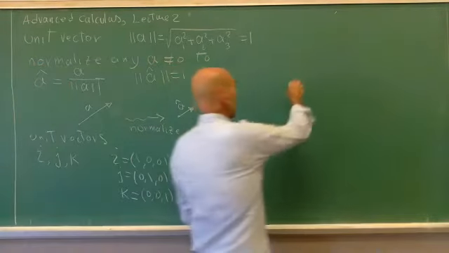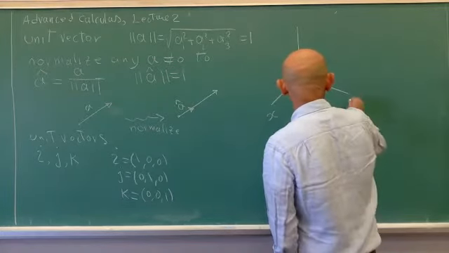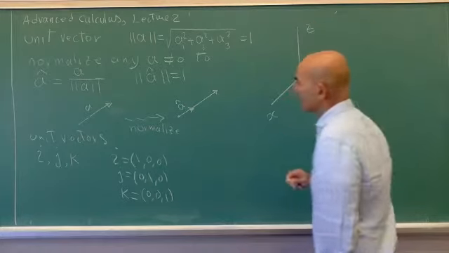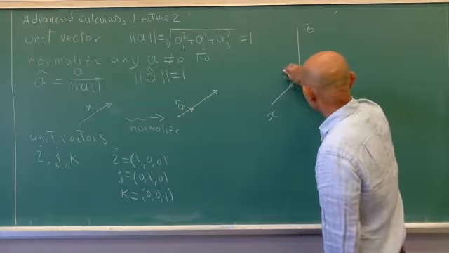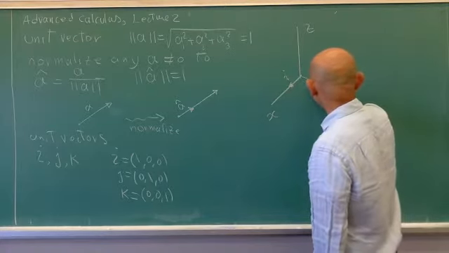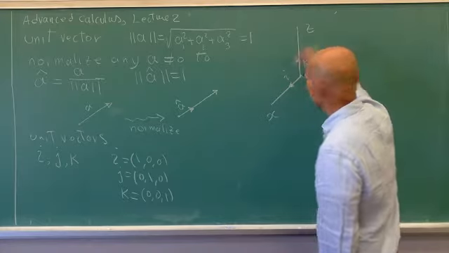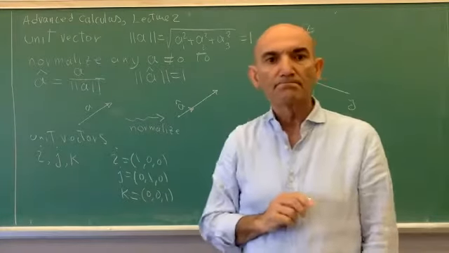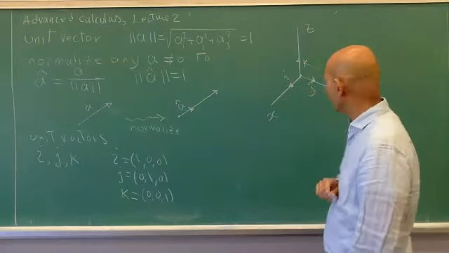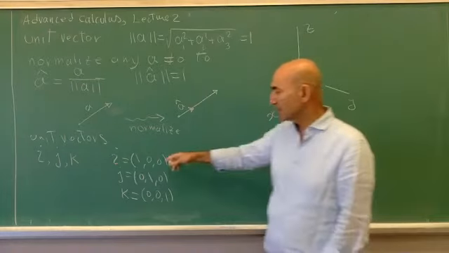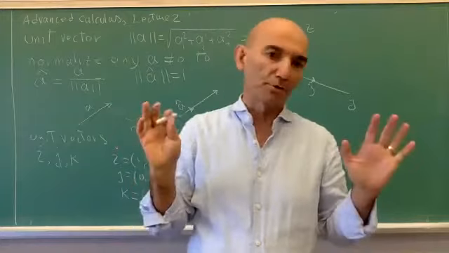As you can see, they are related to the three coordinate axes, of course. If this is x, this is y, this is z, then i is a unit vector along the x-axis, j is along the y-axis, and k is along the z-axis. So we have these three unit vectors along the three coordinate axes. The good thing is that you can write any vector in terms of linear combinations of these three unit vectors.